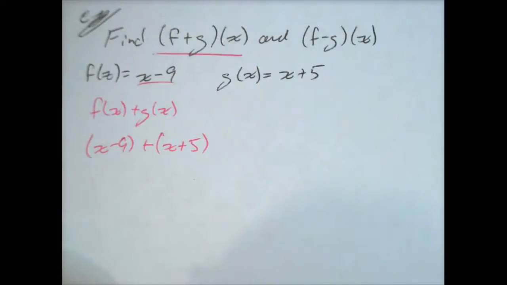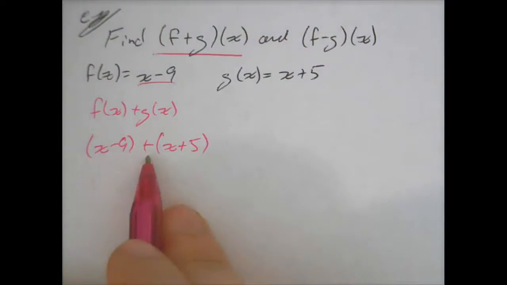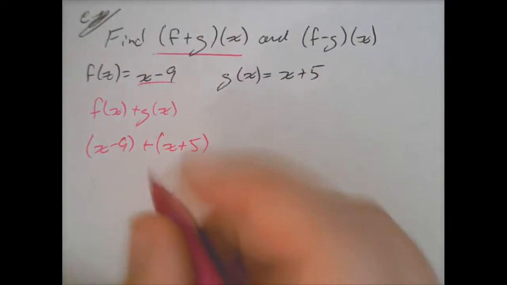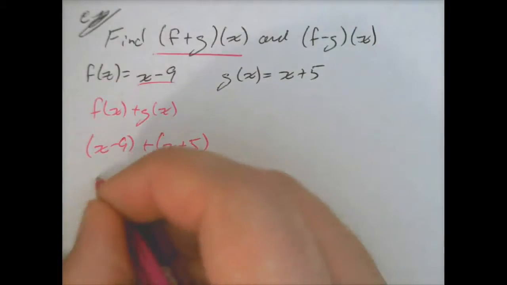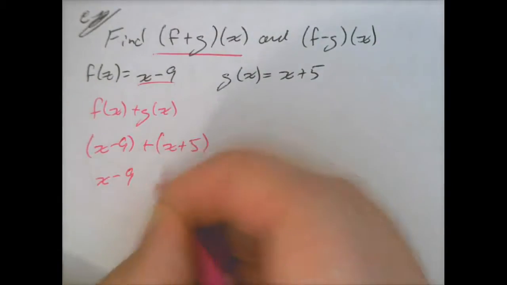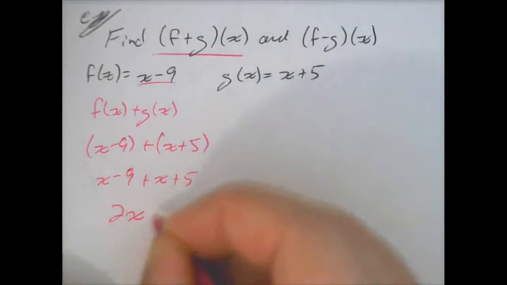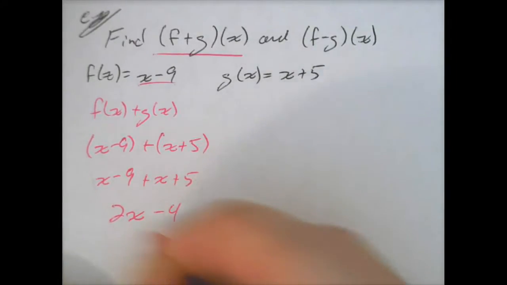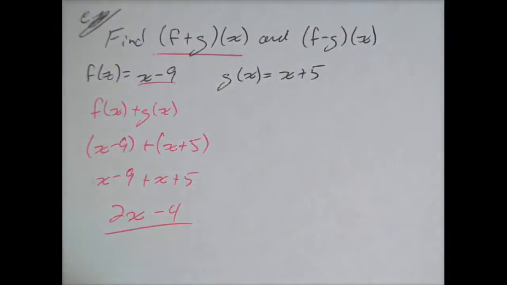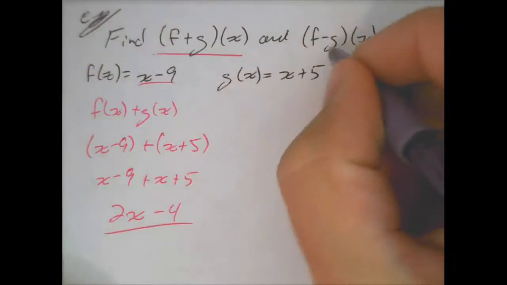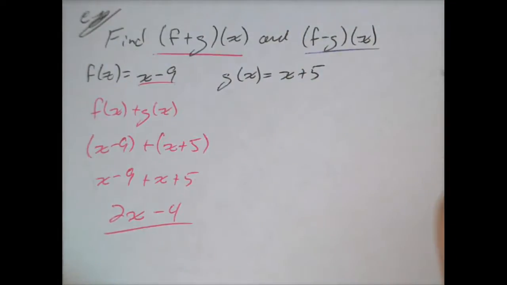Notice when I substituted these in, I have the parentheses, just in case I need to distribute something. So make sure you always have the parentheses there, just to make sure that you are doing everything properly. So then this simplifies to x minus 9 plus x plus 5. x and x will make 2x altogether. Negative 9 and 5 will make minus 4. And that would be that. Yay.